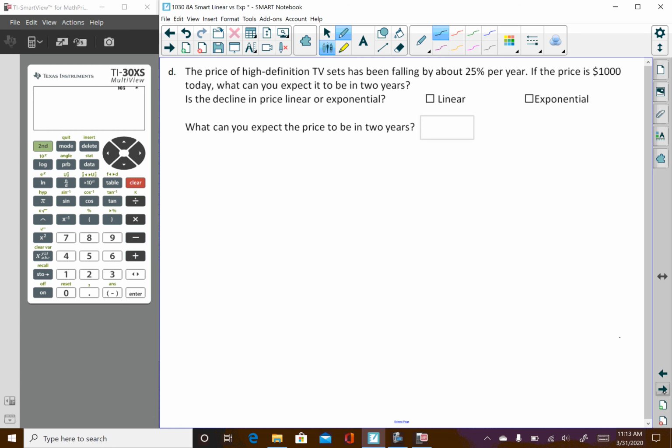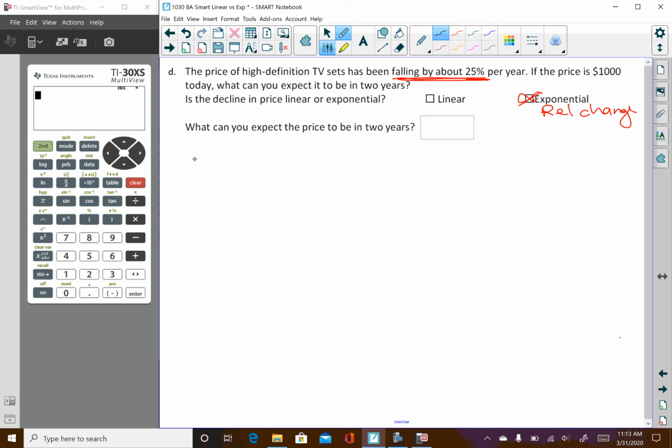Okay, last one of these. The price of a high-definition TV set has been falling by about 25% per year. If the price is $1,000 today, what could you expect it to be in 2 years? So first of all, let's decide if it's linear or exponential. It's falling by 25% per year, so that's a relative change. So that is exponential. And now let's figure out how much that price will be in 2 years if the price is falling 25% per year.